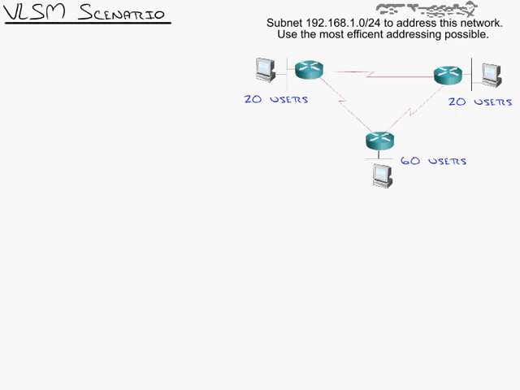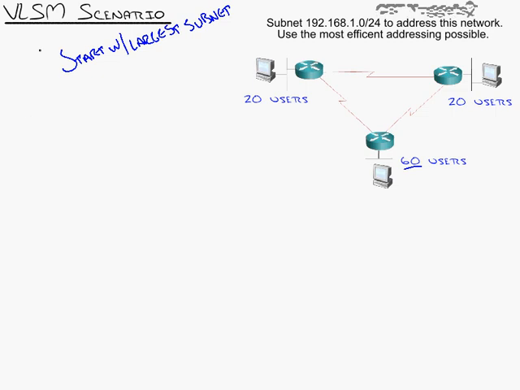So what I'm going to do is squish that network diagram up in the corner so we have some working space here. And look at the scenario one more time. We need to subnet 192.168.10 to address the network using the most efficient addressing possible. Now, whenever you see that, think VLSM, and then think the whole key behind VLSM is to start with the largest subnet. Now, looking at that diagram, what is the largest subnet? That one. 60 users right there. So we need to start with that one.